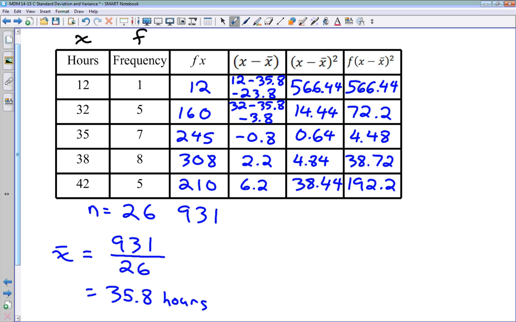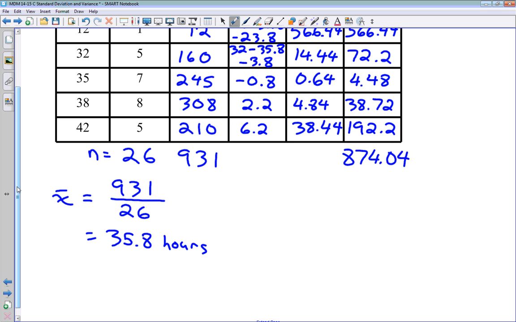Add up all of these items in the last column here to get the sum of all of our squared deviations times the frequency. So this would be the sum of the squares of all of our deviations, 874.04. And now let's go ahead and calculate our standard deviation.